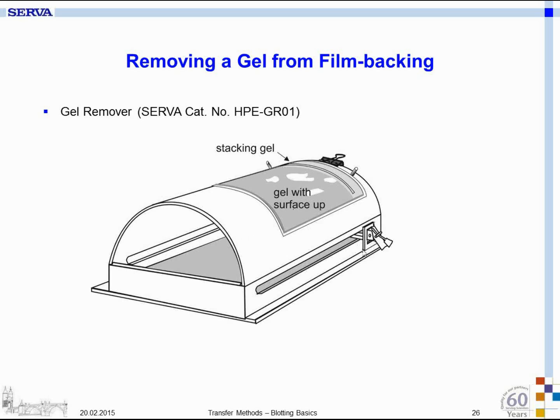And then, with the help of a wire, formerly people used a wire. Nowadays we have found the fishing line material is much better, thinner, stronger than wires, does not break so easily, and is pulled between the gel and the film support. And this is a very efficient way to remove the gel.